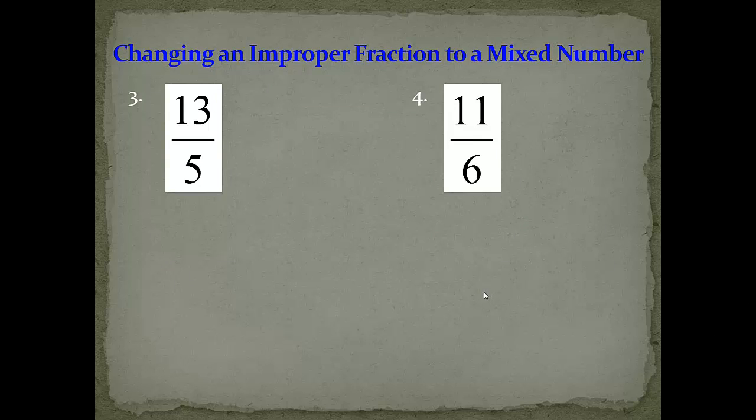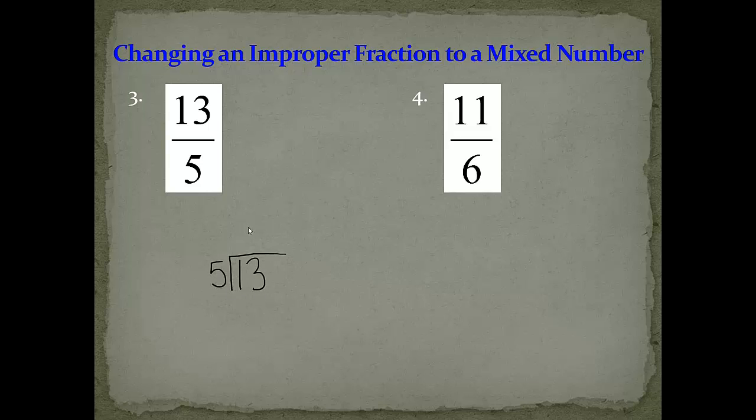Next, we're going to be changing an improper fraction to a mixed number. So for number 3, we have 13/5. For us to change an improper fraction to a mixed number, we need to use division. We will divide the numerator by the denominator. So we're going to have 13 divided by 5.